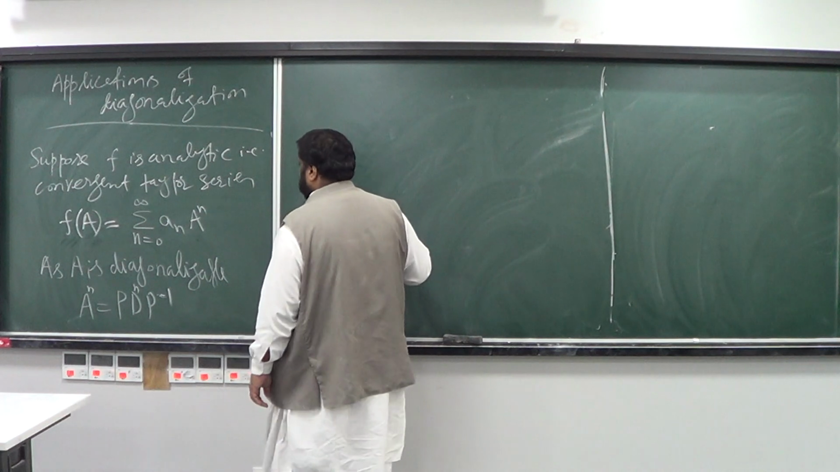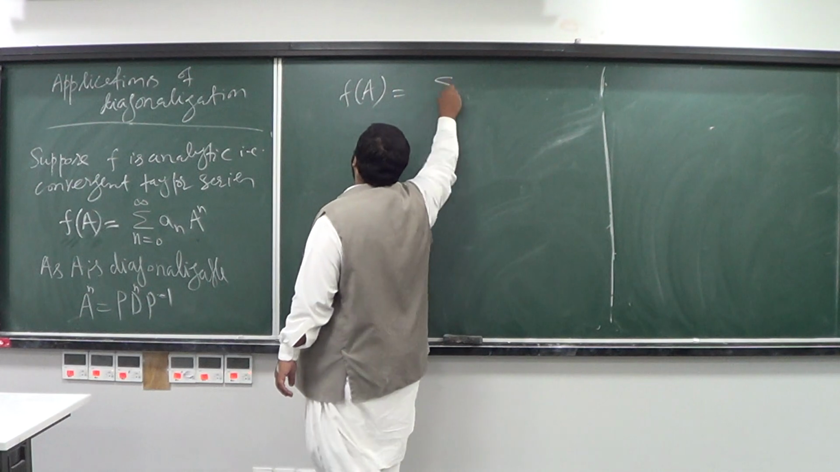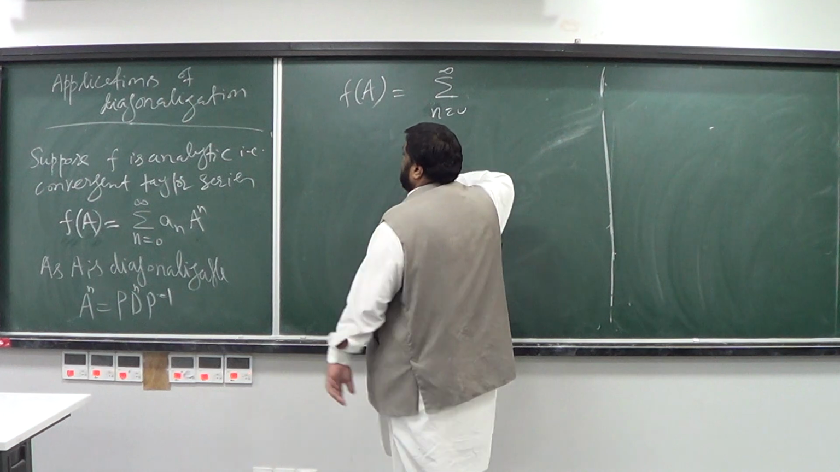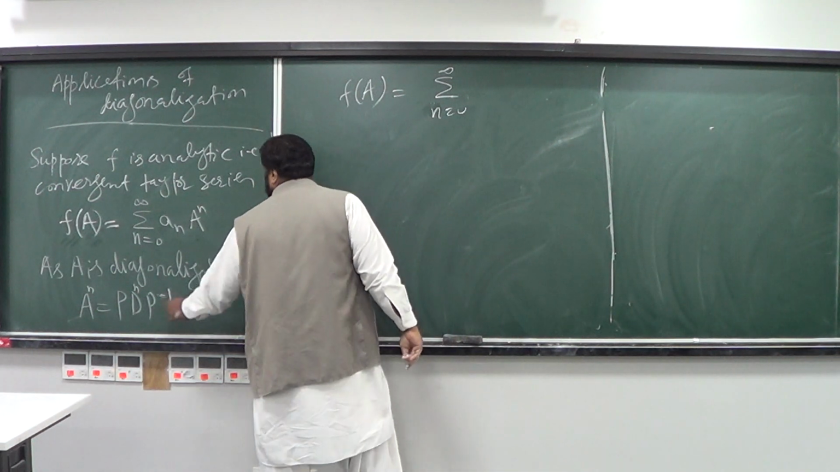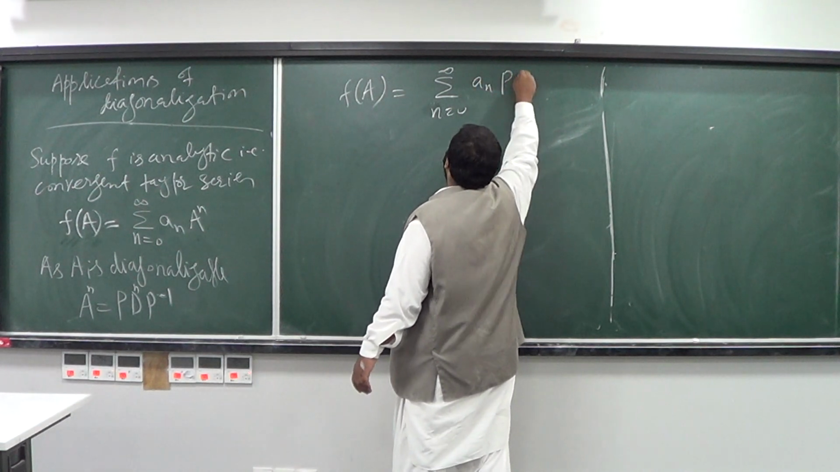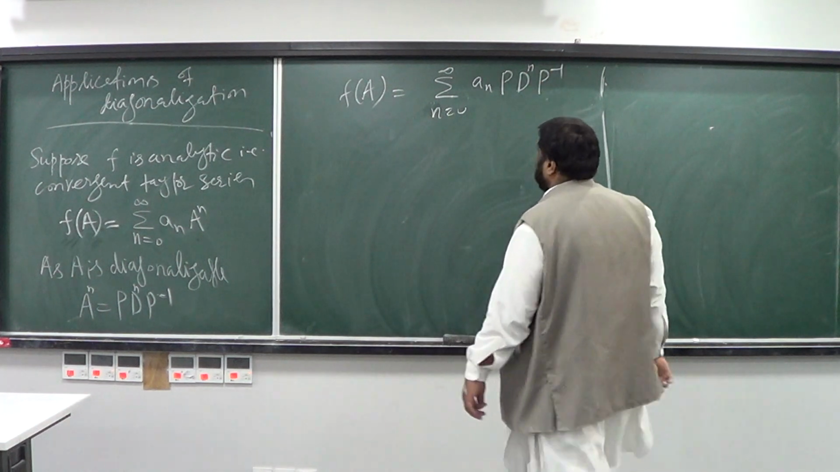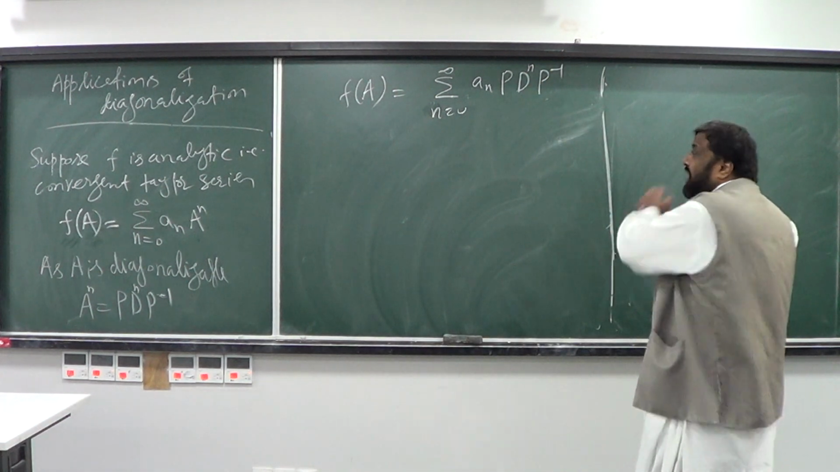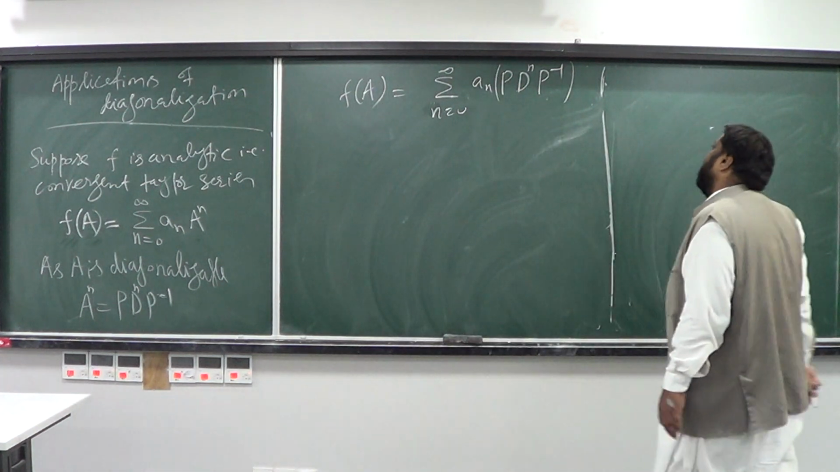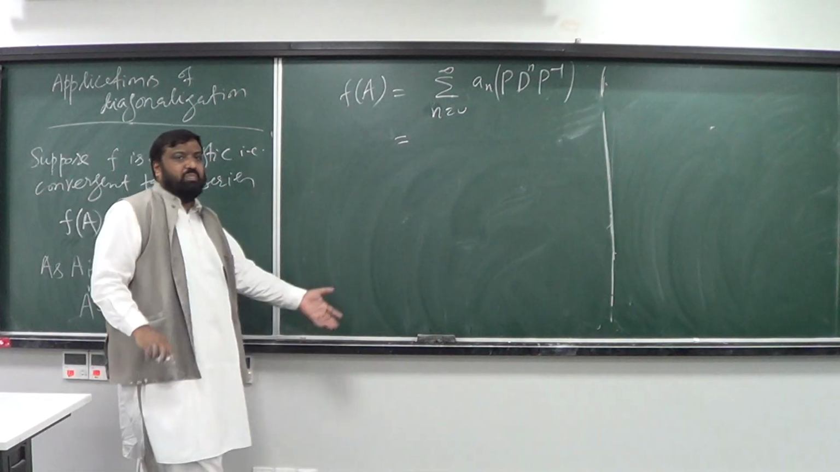So you have your f of A would be the sum that goes from n equal to 0 to infinity, and in the place of A power n, I can replace this. So I can have an P D power n and P inverse, actually. So that's what you can do. And by, say, distributive law, okay, you have this series, so the question is how to simplify it further, actually.